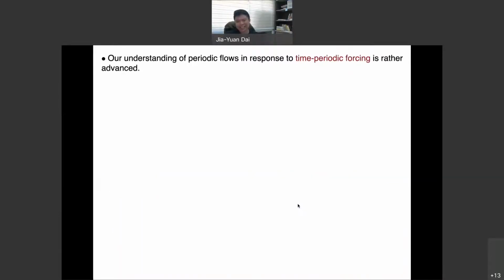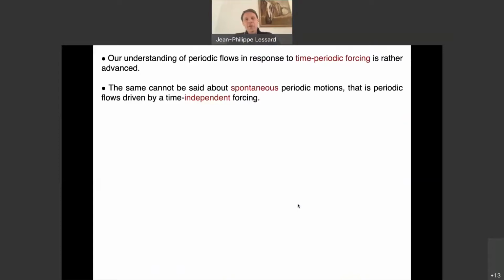All right. So it's fair to say that our understanding of periodic flows in response to time periodic forcing is rather advanced, and it has been understood for a very long time. But the same cannot be said for what we call spontaneous periodic motions. And by spontaneous, I mean periodic motions or periodic flows which are driven by a time-independent forcing.